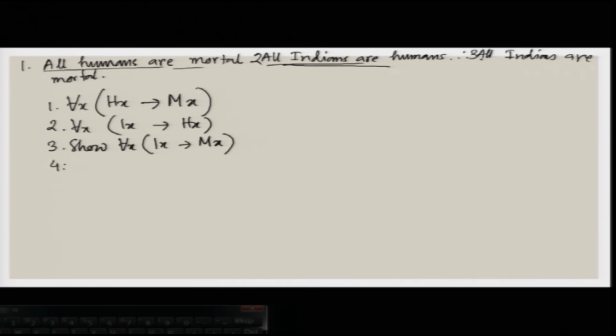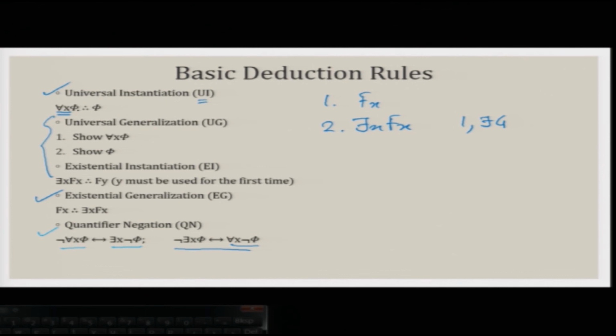We remember that in the previous slide we had this: universal instantiation is how very easily we get rid of the universal quantifier, and this is how we add the universal quantifier. So, there are steps.